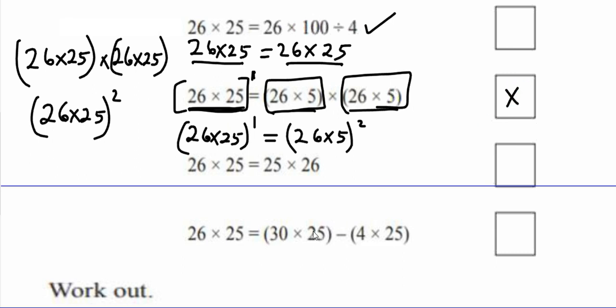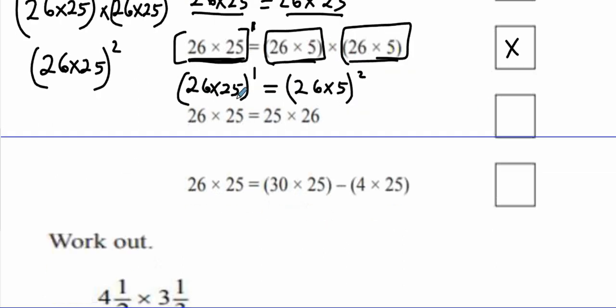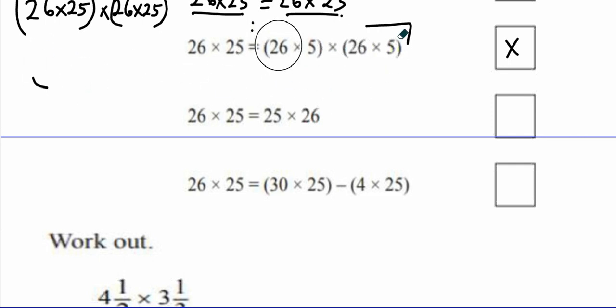Okay, how about this one here? This statement is 26 times 25 equals 25 times 26. This statement is correct. 26 times 25 and 25 times 26, they're the same, so that is correct. How about this statement here?